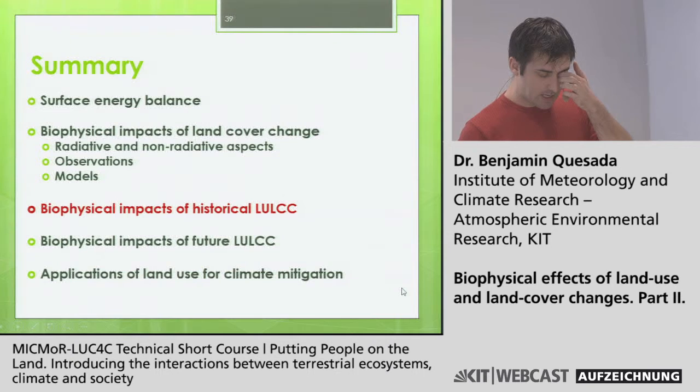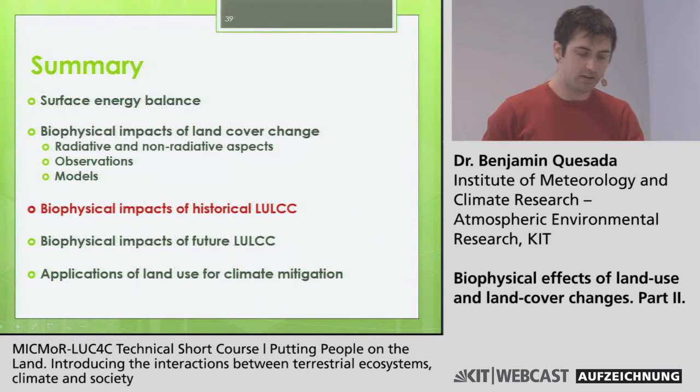Okay, so I've just seen some experiments and observational studies on deforestation and afforestation. But what about the existing land use and land cover change experienced in the past decades? What are the biophysical impacts of these land use and land cover changes? And we will see after how future land use and land cover changes will impact the temperature through biophysical impacts.